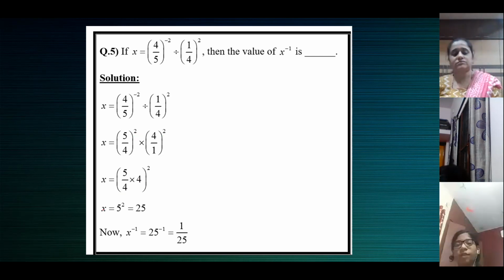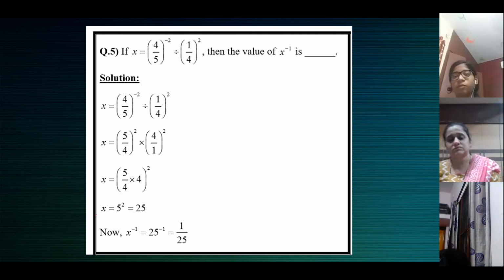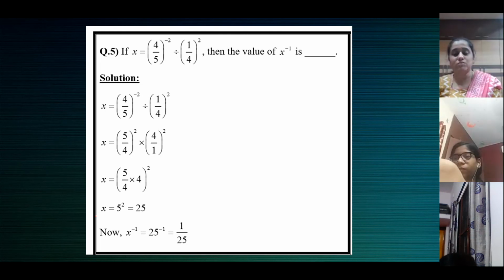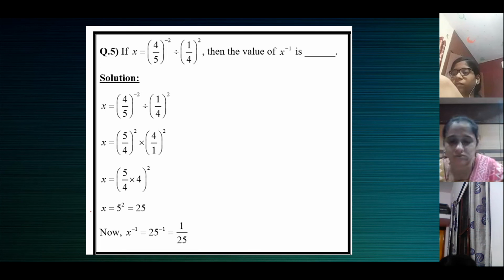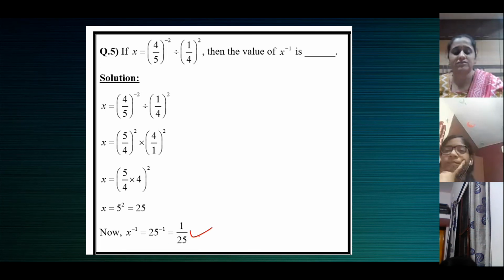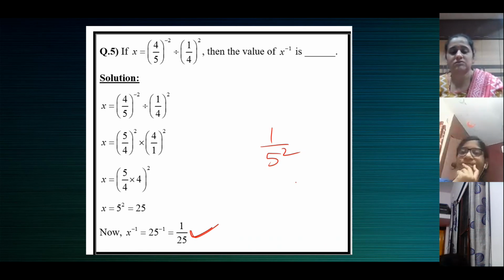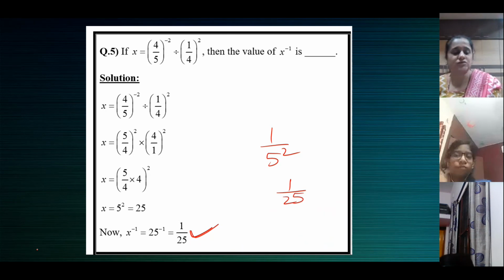And can we also write 5 raised to the power 2 into minus 1? Yes, ma'am. No. You must write the answer in the simplest form, meaning the simplified form. Do not write it as 1 by 5 square. Write 1 by 25. Whenever you can find the value, you should find the value.